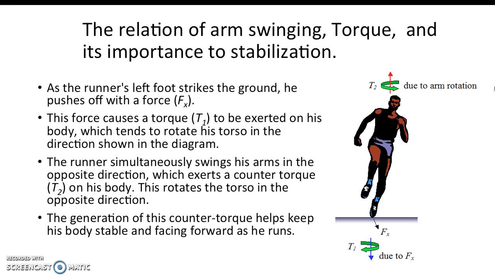As a runner's left foot strikes the ground, he pushes off with a force. This force causes a torque to be exerted on his body, which tends to rotate his torso in the direction shown in the diagram. The runner simultaneously swings his arms in the opposite direction, which exerts a counter torque on his body. This rotates the torso in the opposite direction. The generation of this counter torque helps keep his body stable and facing forward as he runs.